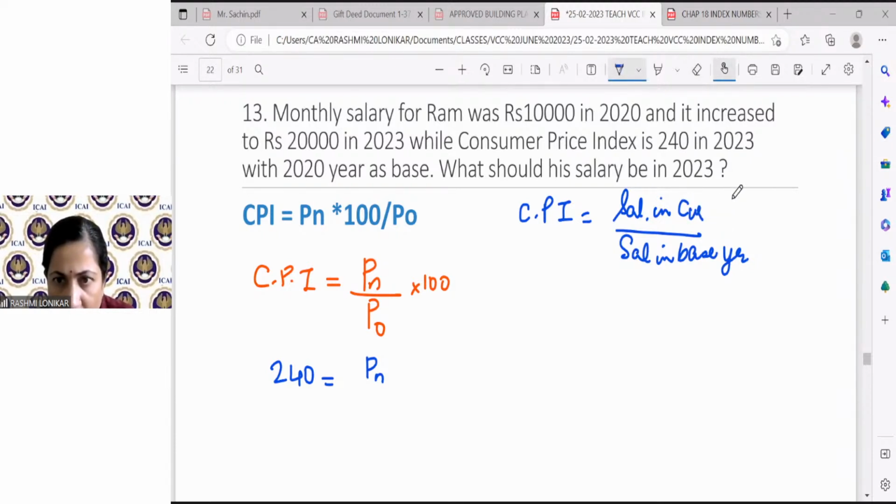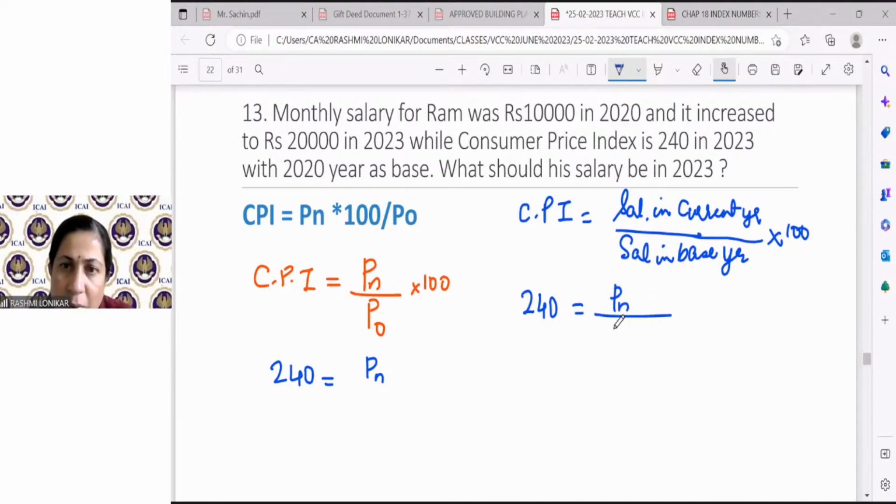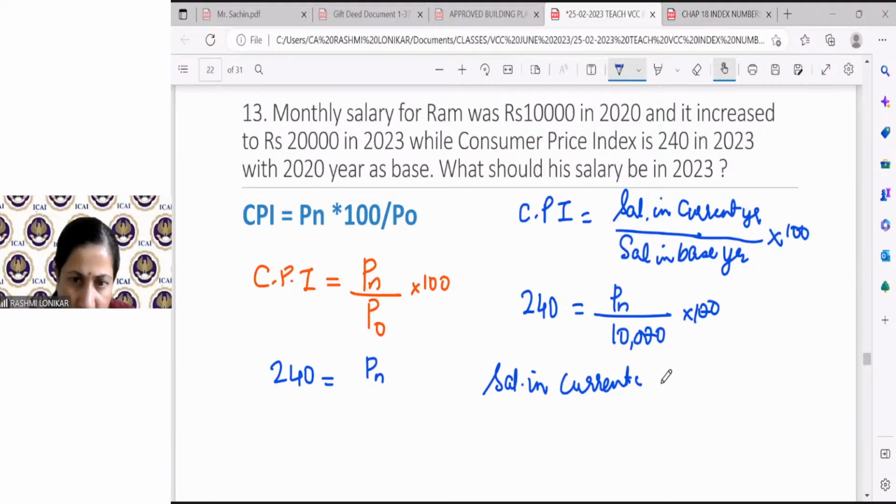in current year into 100. So this is 240. Salary in current year, I don't know. So let me put it as PN. And salary in base year is how much? 10,000 into 100. So these two zeros get cancelled. So for my salary in current year, I cross multiply, I get 240 into 100. So that is rupees 24,000.